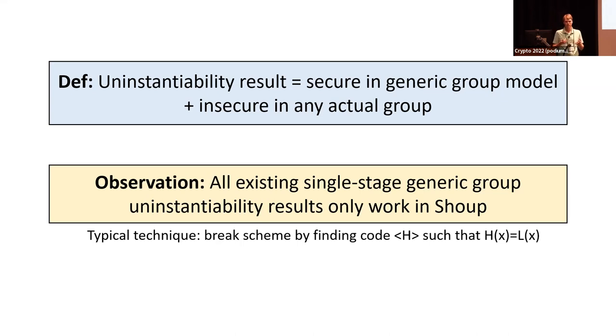And so all the existing single-stage uninstantiability results have this flavor, but this flavor only makes sense in Shoup's model, and particularly the cryptosystem that you would obtain.